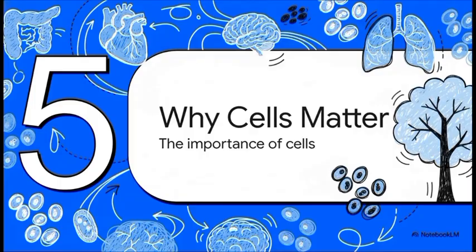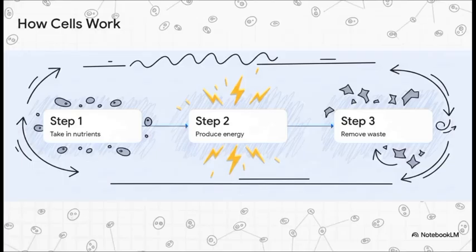All right, Section 5, Why Cells Matter. Let's look at the big picture. You see, cells are definitely not static. They are constantly active, running through this really essential three-step cycle. Step 1, they take in nutrients. Step 2, they use those nutrients to produce energy. And step 3, they remove the leftover waste.